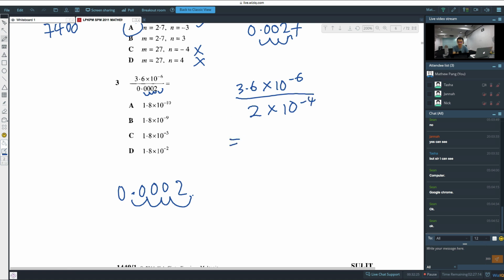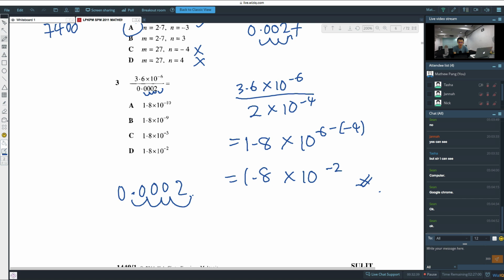Then I will divide. 3.6 divided by 4 is 1.8. And then 10 to the power of negative 6 divided by 10 to the power of negative 4. Dividing means subtracting the powers, right? So this one should be 1.8 multiplied by 10 to the power of negative 2. So the answer should be the one that matches. Alright, so far so good.